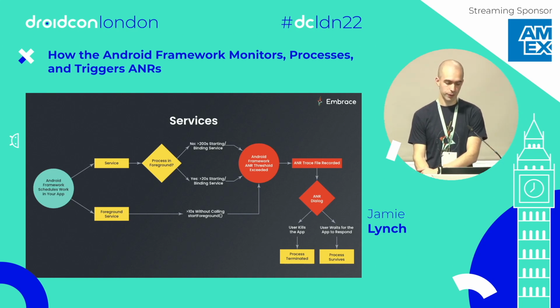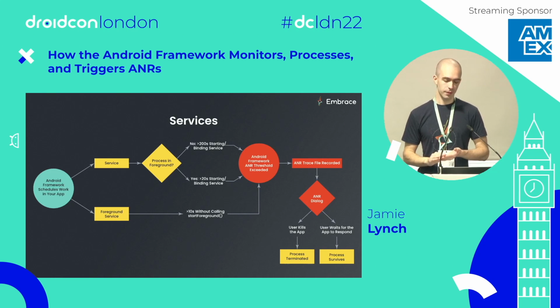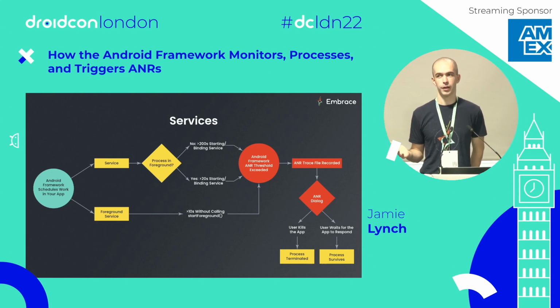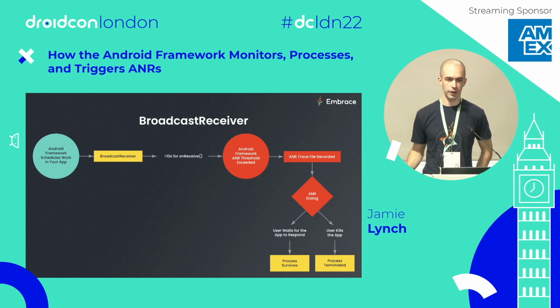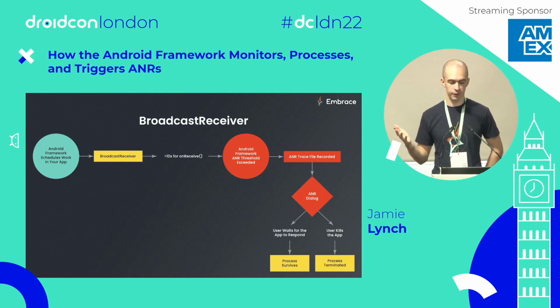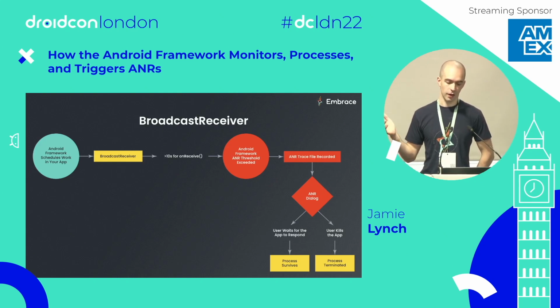Next, let's cover a broadcast receiver. The threshold for this is 10 seconds in onReceive. If you take longer than that, effectively you're always going to get an ANR. There are a couple of exceptions to this, mainly when the device is booting. When the device is booting, CPU is a pretty scarce resource, so there's a little bit more leniency there. Again, this diagram summarizes what's happening. If you take longer than 10 seconds in onReceive, the threshold gets exceeded, the trace file gets recorded, and the ANR dialog shows up.